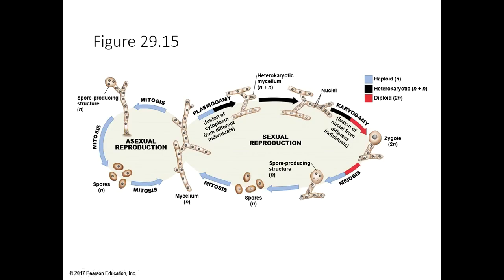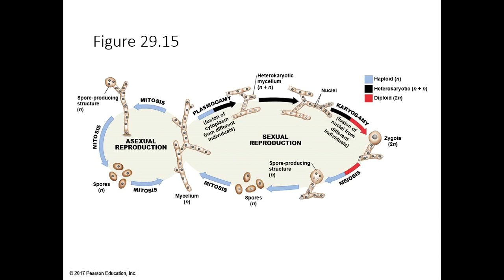Okay, so here's a look specifically in this figure, showing the asexual and sexual reproduction side by side. So asexual here on the left, and sexual reproduction on the right. Okay, so if we look here and we focus on, let's see where we want to start here, let's start with our mycelium here, n. And your mycelium is going to undergo mitosis to produce more of the same. Okay, on its end, it's going to produce spores, spore-producing structures, which will undergo mitosis and produce more spores to ultimately grow back into the mycelium.